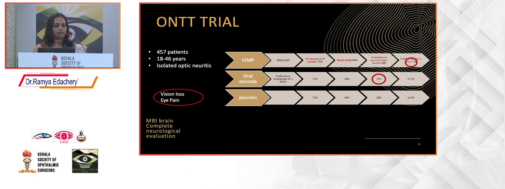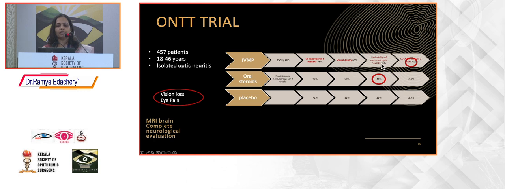And this is your landmark study, the ONTT trial. So here we have 3 arms: IVMP, oral steroids and placebo. Even if you don't treat or you treat, the ultimate visual acuity will be normal in any case. But why should you treat? That answer comes from the ONTT trial. Because the visual field and visual acuity recovery is almost the same in all cases.